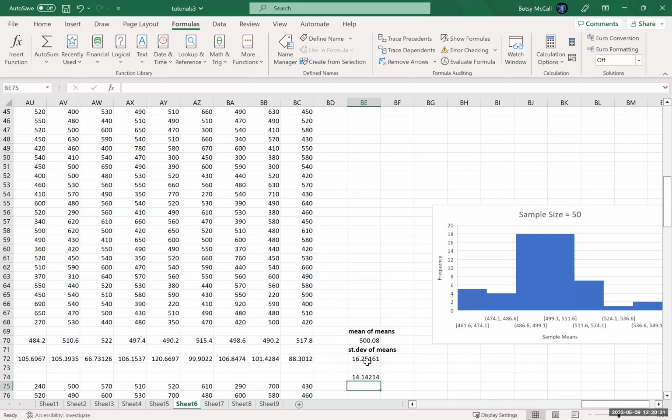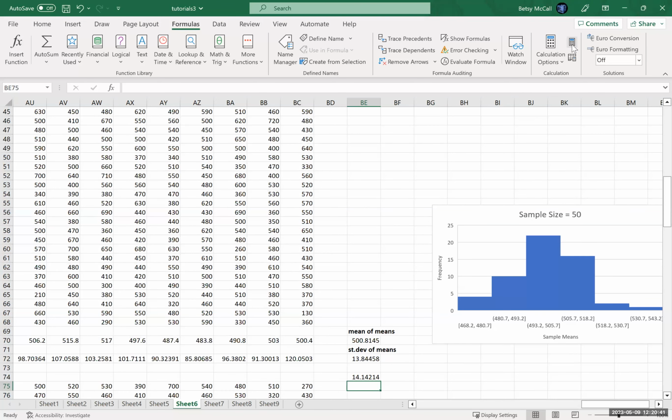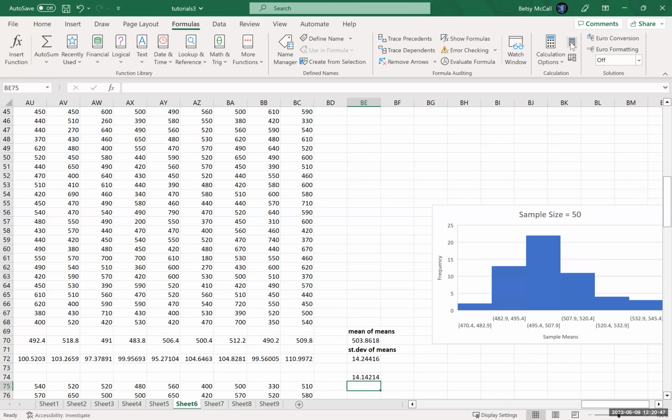So again, you can see when I hit enter, it recalculated. I've got a mean of about 500 again. My standard deviation is a little higher than I expect. But if I calculate again, now it's a little lower than I expect, with the mean still around 500. And notice these means of means are, again, closer to the true population value, and my standard deviation is smaller.